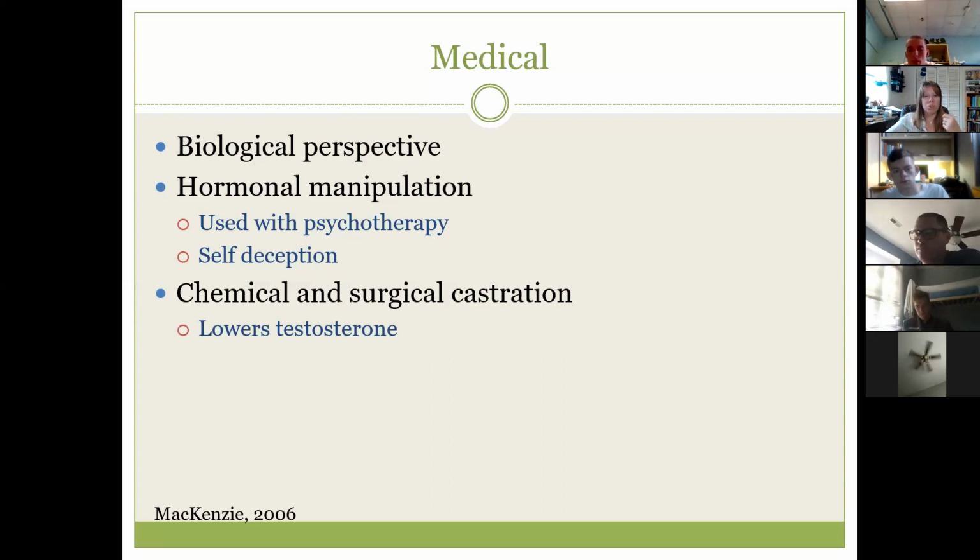Or if the victim is screaming and writhing in pain, they view that as pleasure, not pain. So this is exactly why just manipulating the hormones or chemically or surgically castrating is not enough. We need to counteract that self-deception with intensive psychotherapy. Using psychotherapy can be very helpful in teaching offenders to recognize these flaws and learn to resist their urges.